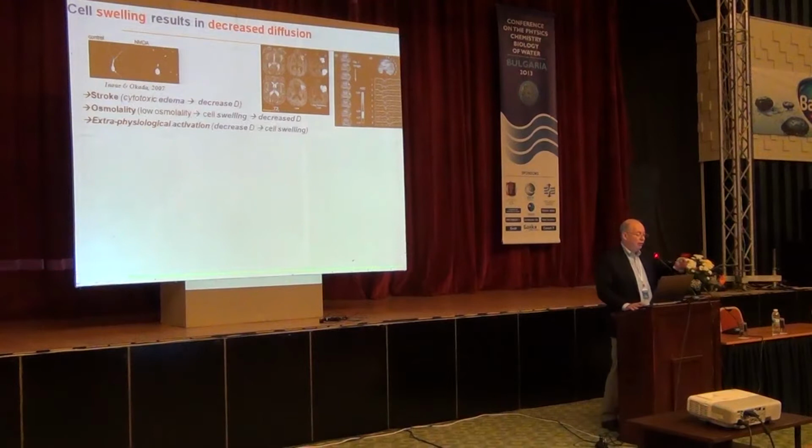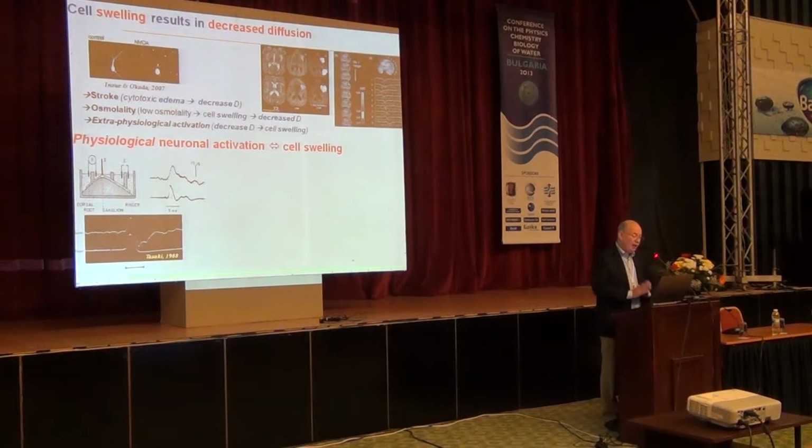On the other hand, it's very well established that there are changes in the shape of the neurons when they get activated. This is, for instance, an experiment from Tasaki, where he's measuring the membrane position of neurons. When the neuron gets activated, there is an action potential propagating, and you see a bump on the membrane surface. So there are really mechanical effects.